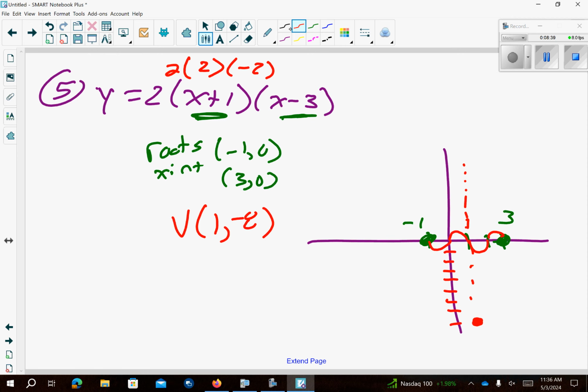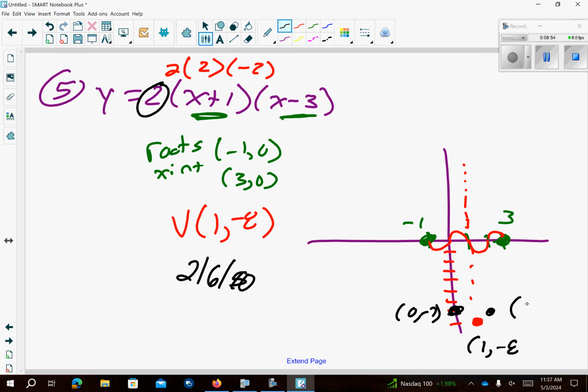And our pattern graph is going to be at 2, 6, 10, because I multiply 1, 3, 5 times that. So if I go right 1, up 1, I get to 0, -7. Vertex is at 1, -8. If I go right 1, up 1, I get to 2, comma, -7. This is my y-intercept because 0 is in the x spot. And that's what the parabola looks like.